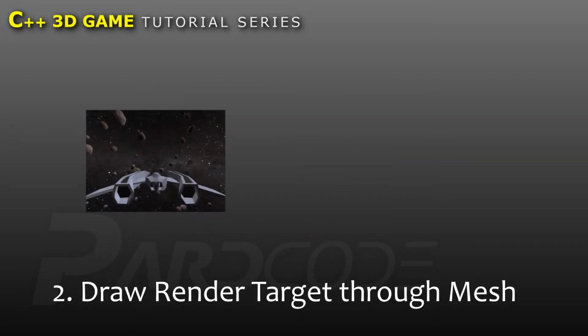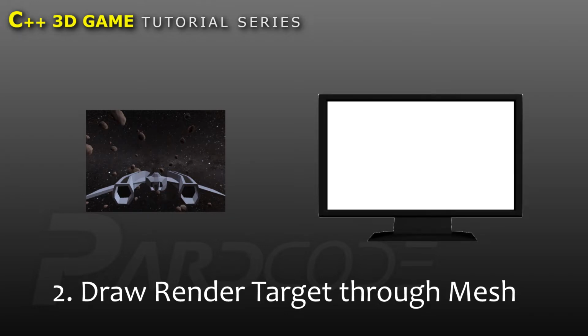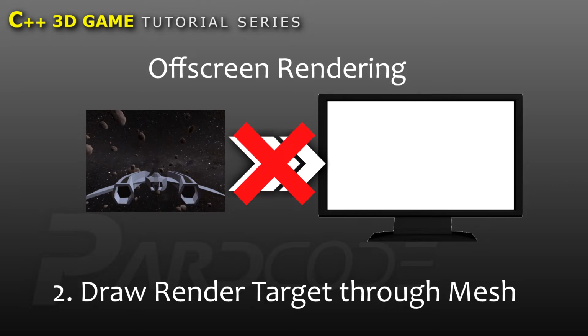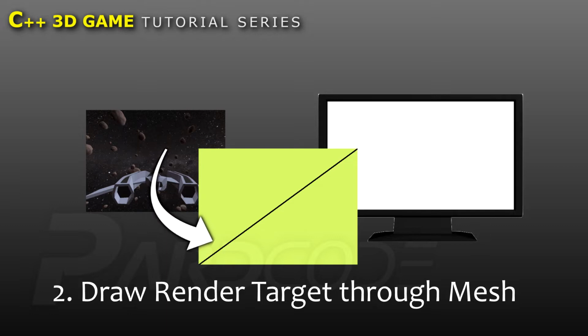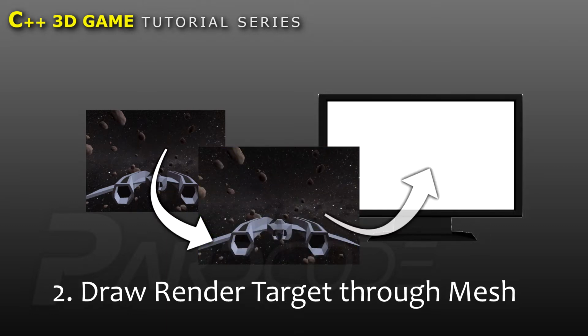Second, when we render the scene on a render target, it is not rendered immediately on the screen, and that's why this kind of rendering is also called off-screen rendering. In order to render the final scene on the screen, we have to draw the rendered target by means of a mesh, in particular a quadrilateral mesh.